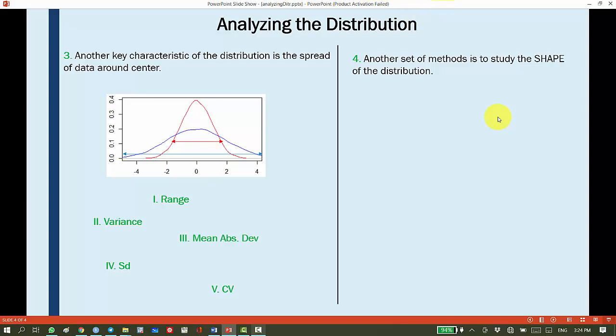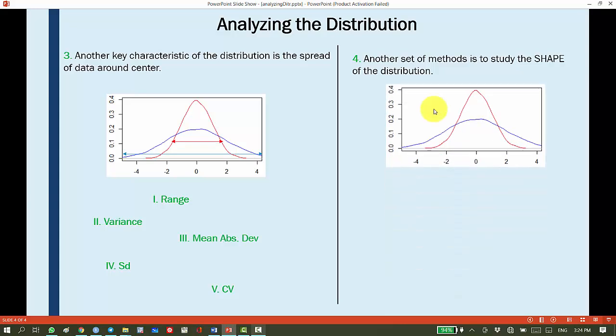Another set of methods is used to study the shape of the distribution. For example, if you consider the shape of these 2 distributions, they are different from the shape of this distribution. We will be going through different types of distributions with respect to their shape and study them one by one in the next lectures.